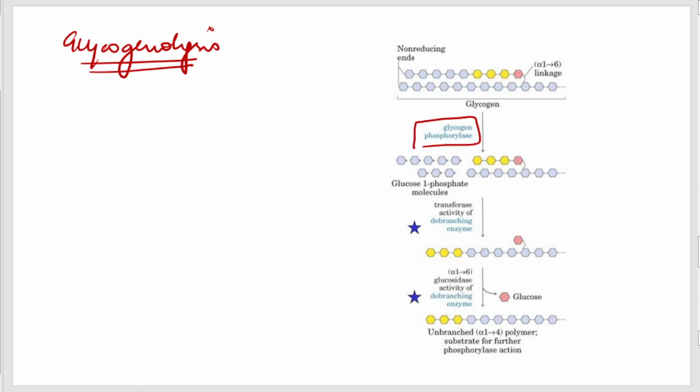Phosphorolysis is the first step here. Glycogen phosphorylase is the enzyme. So what happens in phosphorolysis? Look at this glycogen molecule. Here we have a linear arrangement, and we have branch points to which again glucose residues are attached, right? So from the glycogen molecule we have to remove the glucose residues one by one.